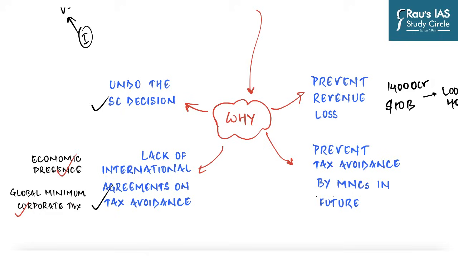And then finally, the government wanted to prevent tax avoidance by MNCs in future. The retrospective taxation or amendment to the taxation law can also discourage the MNCs from carrying out transactions in the future in the nature of BEPS and hence increase tax revenues for the government. And at the time, the government was going through an excruciatingly high fiscal deficit.